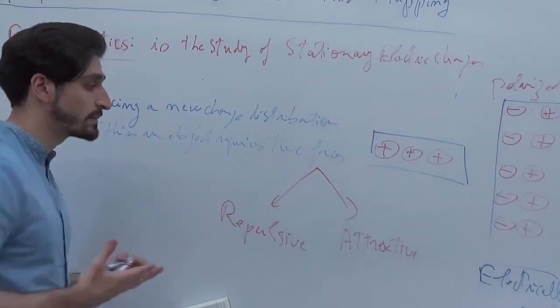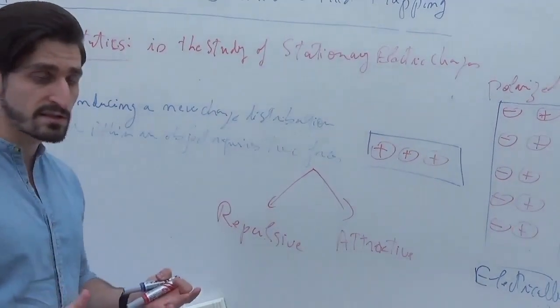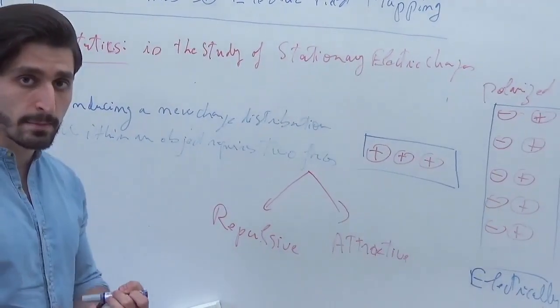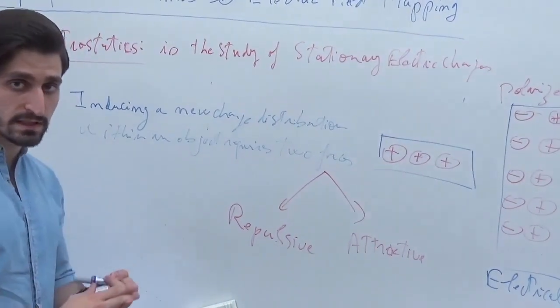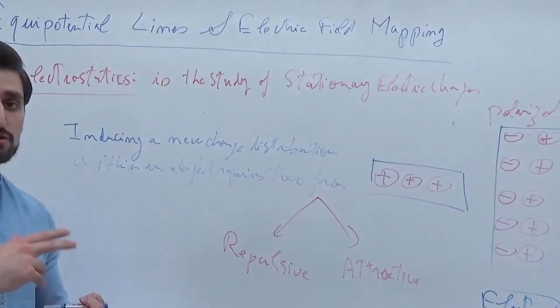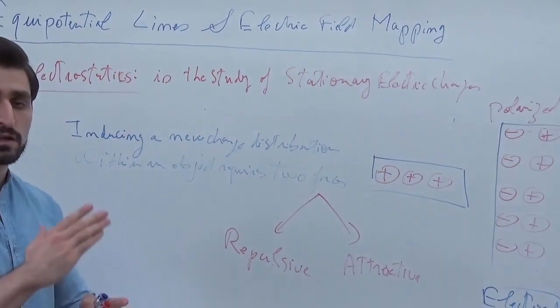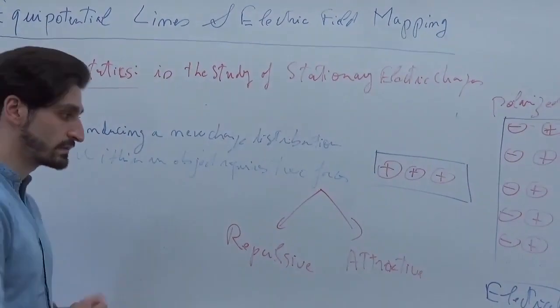Which brings us to our topic of today, the electric field. So what do we understand by the electric field? How can we define the electric field? And what would be the directionality of the electric field, in addition to defining the strength of an electric field?